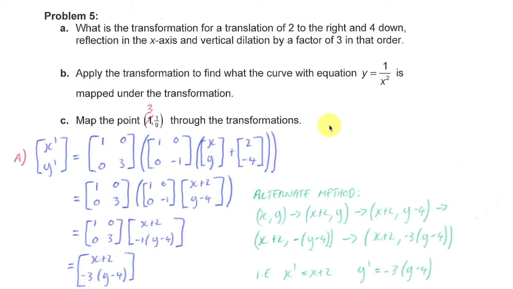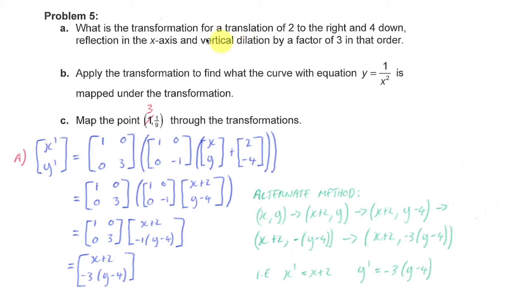Problem 5, there's a fair bit in this, and to get your head around it, you're really going well. What is the transformation for a translation of 2 to the right and 4 down? Then we have a reflection in the x-axis and a vertical dilation by a factor of 3 in that order. So notice it's in that order, so we can't just do it in dilations, reflections, translations. The question is very specific about the order that's required.